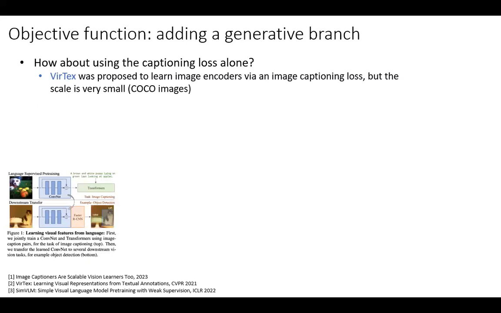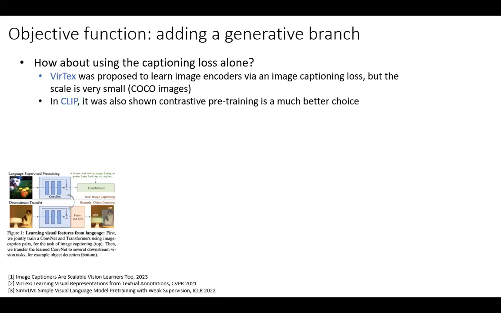So how about using the captioning loss again? I think the whole wave of using image text supervision to learn image encoders, if we really want to date back to the literature, can be dated back further, right? But recently, I think it's due to the introduction of VirTex, right? In the VirTex paper, although it's very small scale, using COCO data, they show that using the image captioning loss indeed can learn an image encoder from scratch.